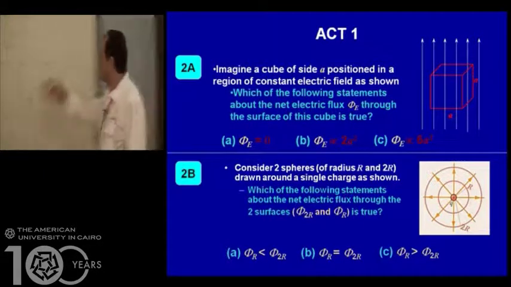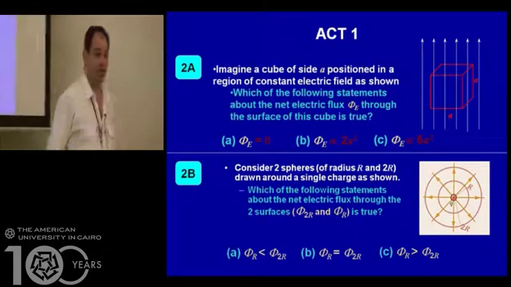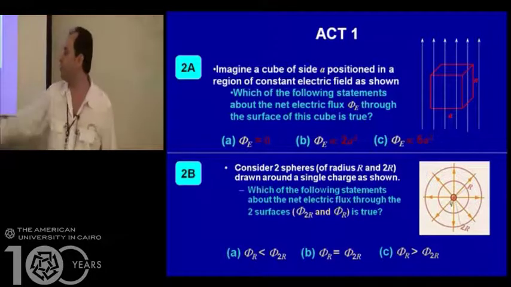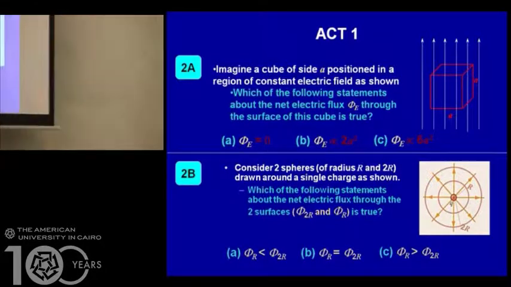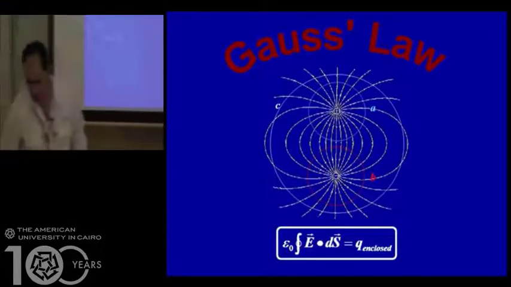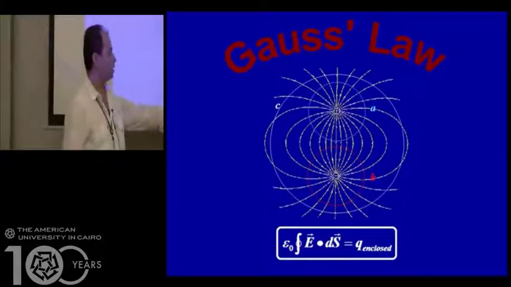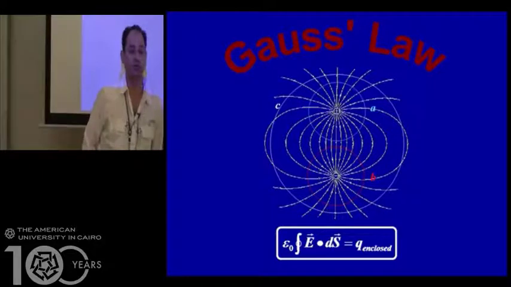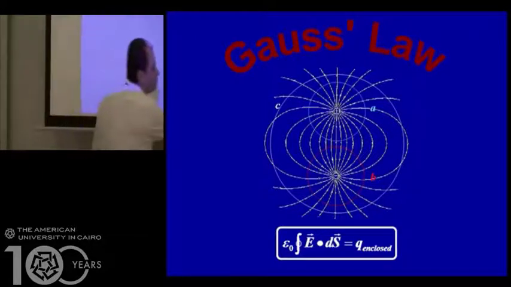So this is Gauss's law. Actually, sometimes we write it in a different way. Sometimes we write it that way. Integration of E dot dS times epsilon 0 equal to the charge inside the surface.